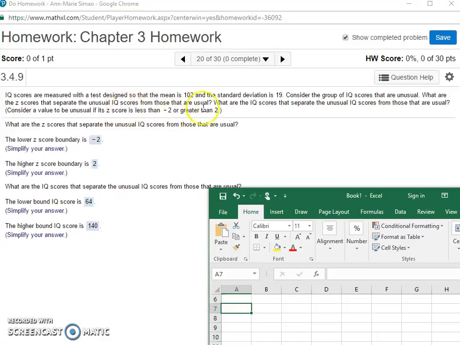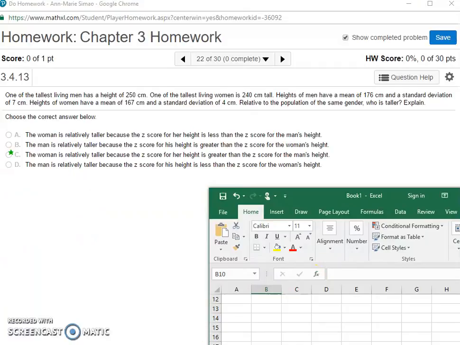The way I'm going to calculate this, I need my mean, which is 102, and that standard deviation, which is 19. I need to do my mean minus 2 times that standard deviation, and that's going to give me a 64 for the lower bound. For the higher bound, I need to do my mean, 102, plus 2 times my standard deviation, 19. The upper bound is going to be 140. Some people just subtract 19 2 times. 102 minus 19 is still going to get you that 64.